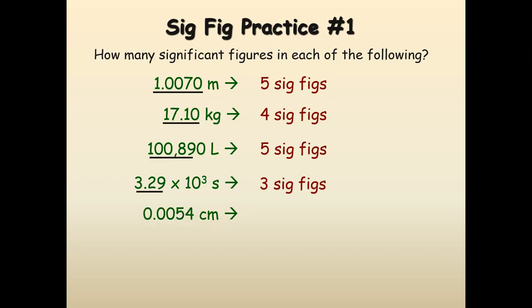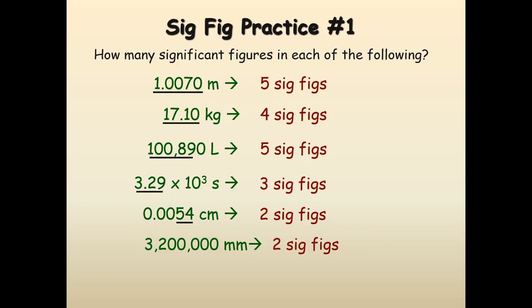What about this? 0.0054 centimeters. There's a much better way to express that number, but let's do it anyway. Well, we already know leading zeros are not significant, so that means this number only has 2 sig figs. Just those 2. And what about this? 3,200,000 millimeters. Well, those are all trailing zeros, but there's no decimal, so only the 3 and the 2 are significant. That only has 2 significant digits, just those 2.